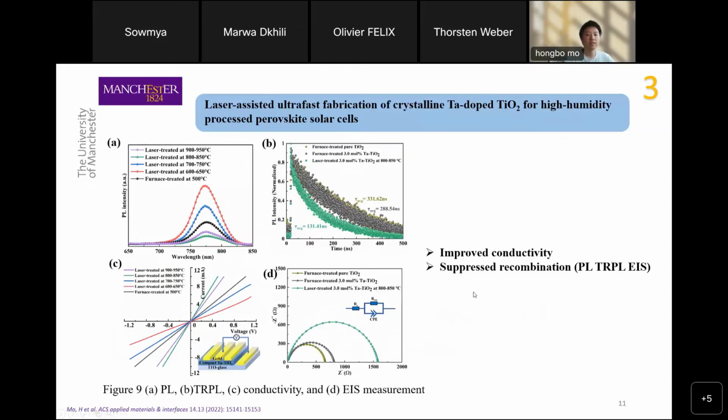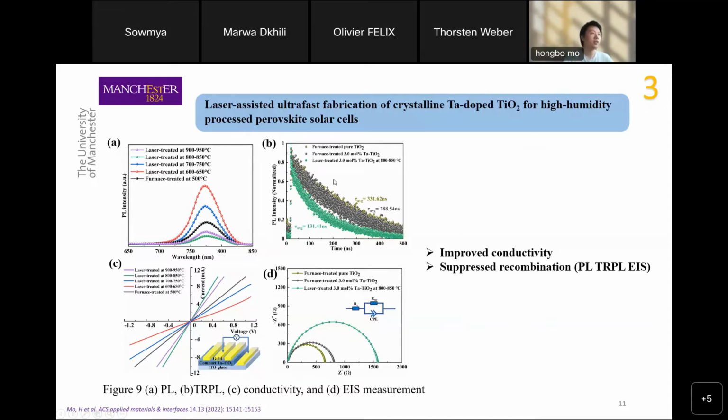We then investigate the optoelectronic properties of the devices based on the furnace and laser-treated titanium dioxide. As we can see, figure 9a is the photoluminescence, figure 9b is the transient photoluminescence, and figure 9c is the conductivity derived from the JV measurement for the titanium dioxide film with gold deposited on the top. And figure 9d shows the recombination impedance measurement of the perovskite solar cells.